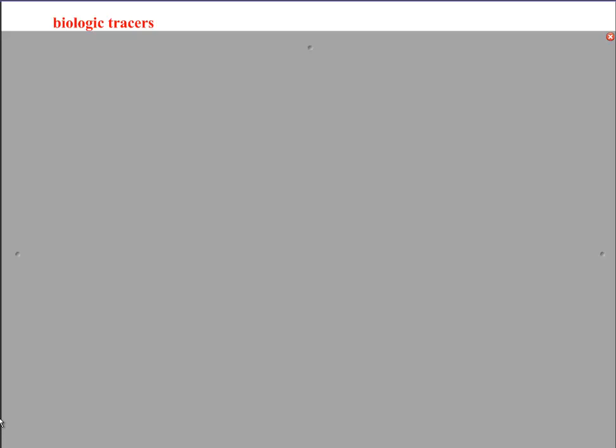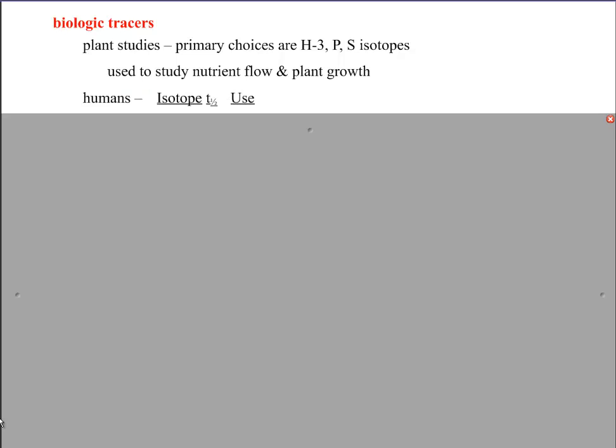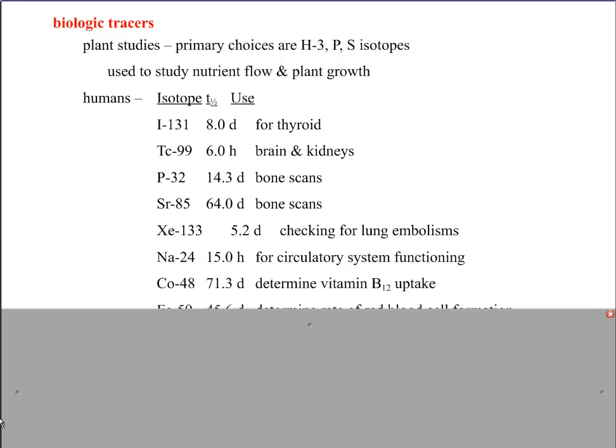We've talked a little bit about how radioactive materials are used as biological tracers. They tend to be used in plant studies. Hydrogen, phosphorus, and sulfur tend to be the isotopes of choice, mainly because these are three elements that you find in amino acids. Also, they tend to have short half-lives that agree with the lifespan of plants being studied. They're used to study the nutrient flow, used to study plant growth, and how the nutrients move through the plants. In humans, a whole variety of isotopes are used, and they're used for a variety of different things. So here's a list of them and some of the things that they are used for.